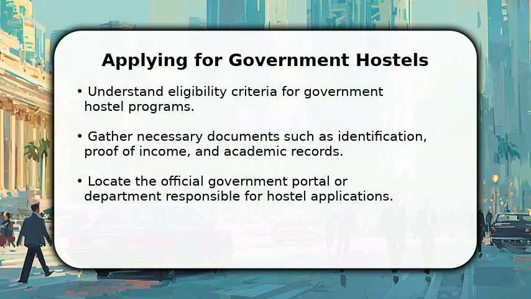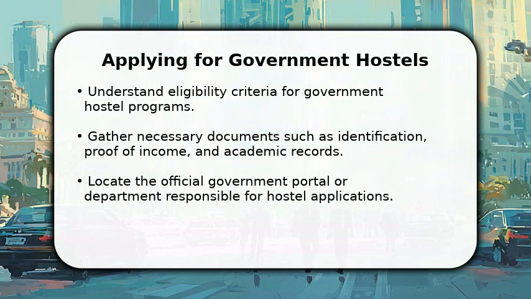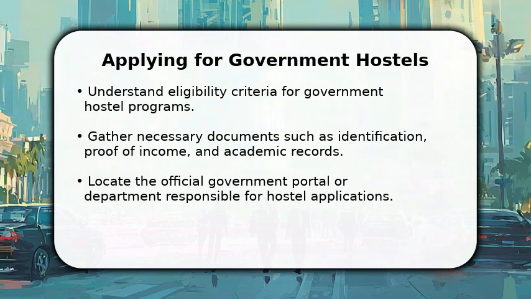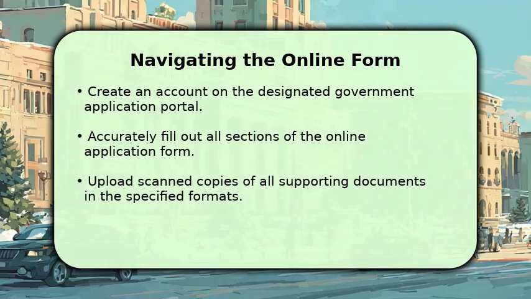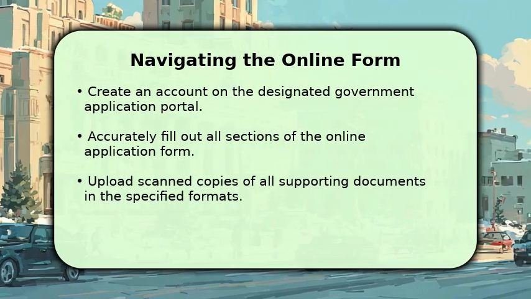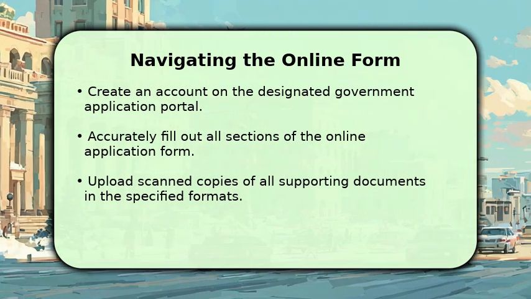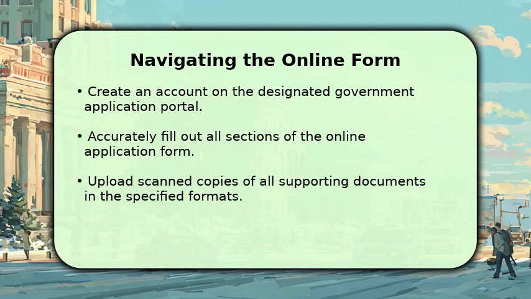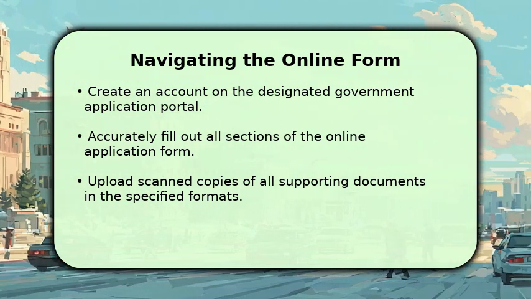Finally, locate the official government portal or the specific department responsible for managing these applications to ensure you are on the correct platform. Once you have identified the correct portal, your next step is to create an account using a valid email address and a strong password. Proceed to accurately fill out every section of the online application form, paying close attention to detail.